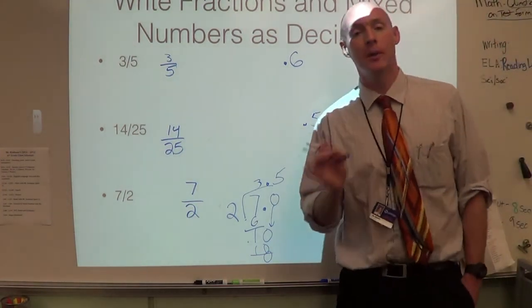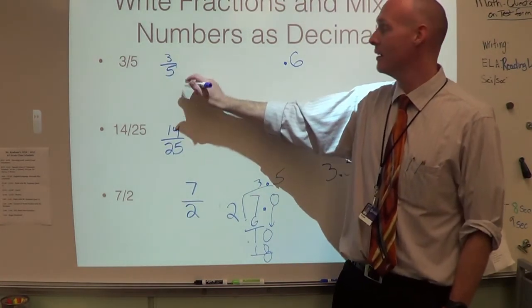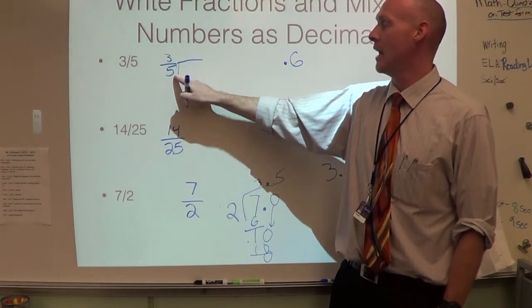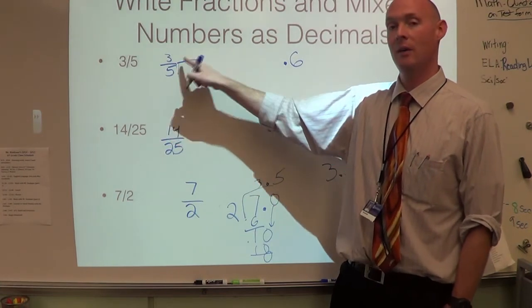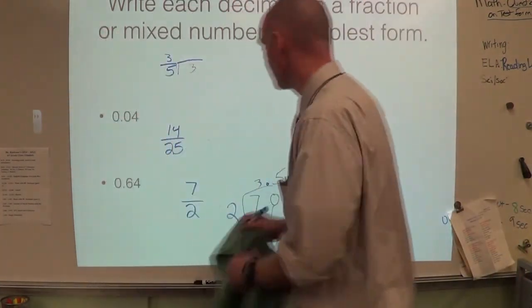So when you are doing fractions to decimal, just put the numerator inside the house, the denominator outside the house, and then divide. I do have some for you to try on your own.